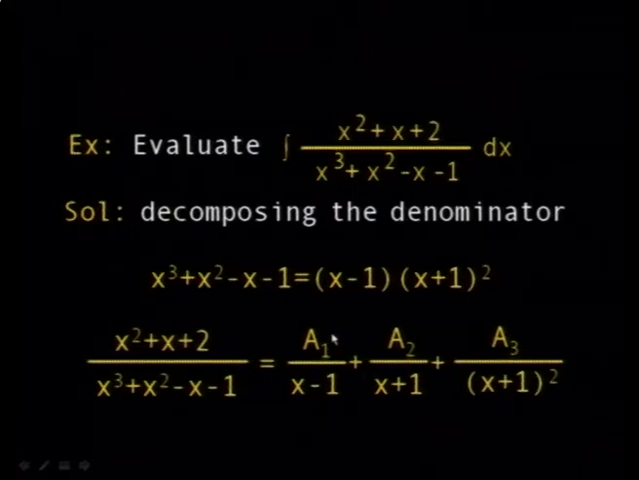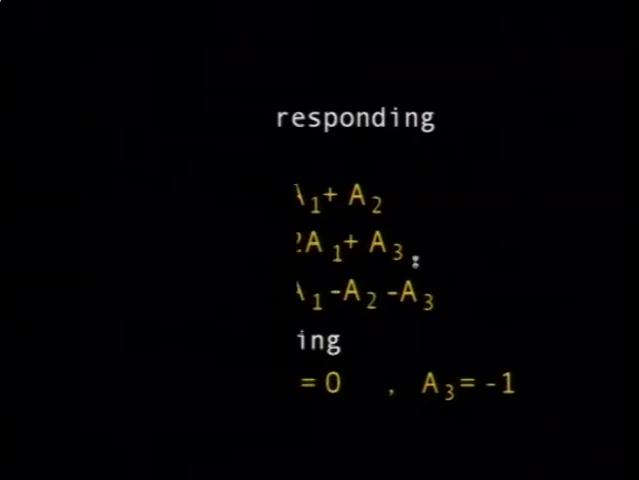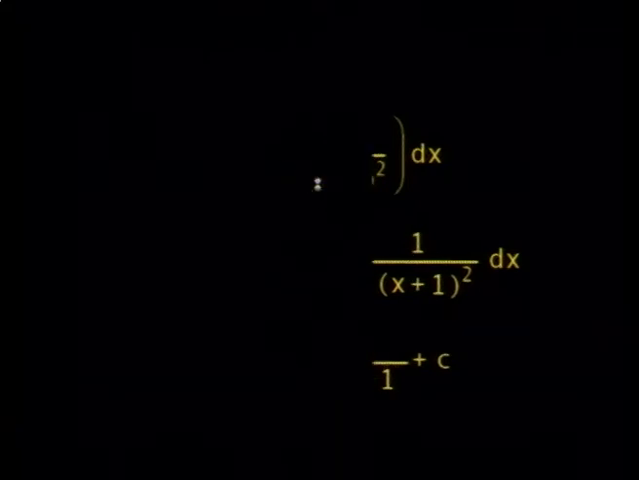Now you seek to obtain again A1, A2, A3, and you follow the same procedure. You unify the denominator and you equate coefficients of equal powers of the numerator, and you obtain A1, A2, A3. When you solve them, you obtain A2 is 0, A1 is 1, and A3 is equal to minus 1. You substitute again, and here is your sum of partial fractions. The first integral is easy, it's a logarithm, while the second one is 1 over x plus 1. And here is your solution.